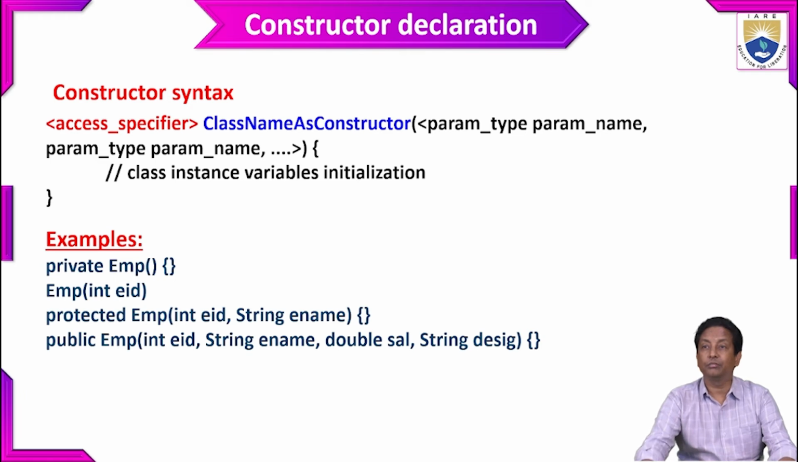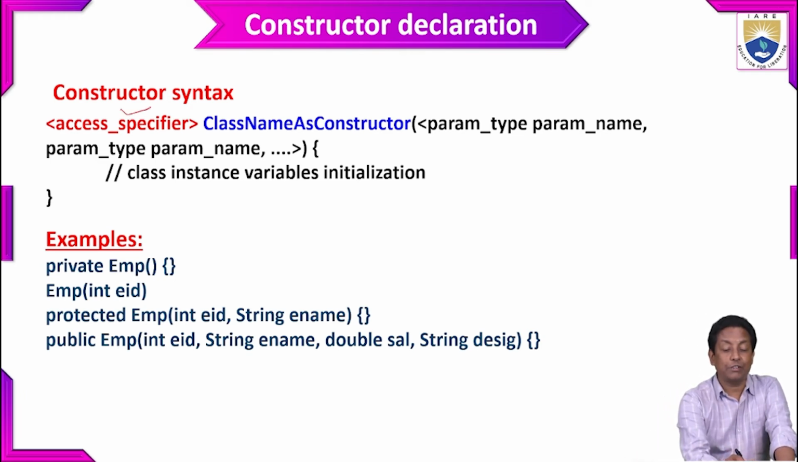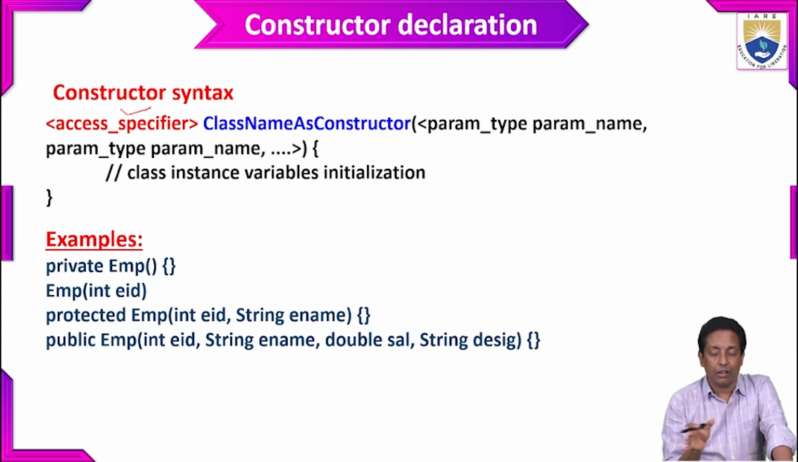Coming to the constructor, to the constructor only access specifiers we can apply, we cannot apply access modifiers. That will be very clear. No modifiers we can apply. No abstract, no final, no static, no transient, no volatile, no native, no synchronized. Only private, default, protected, public. Any one of the access specifiers can be applied on a constructor.